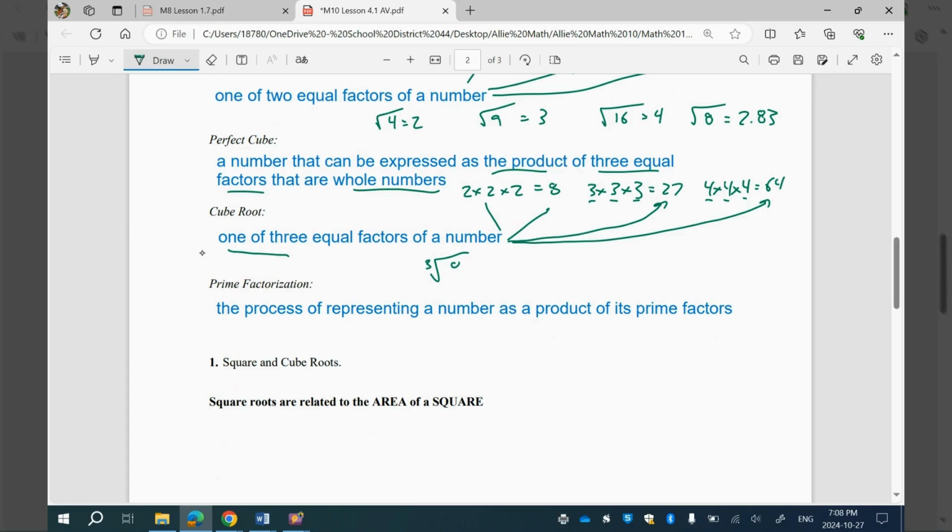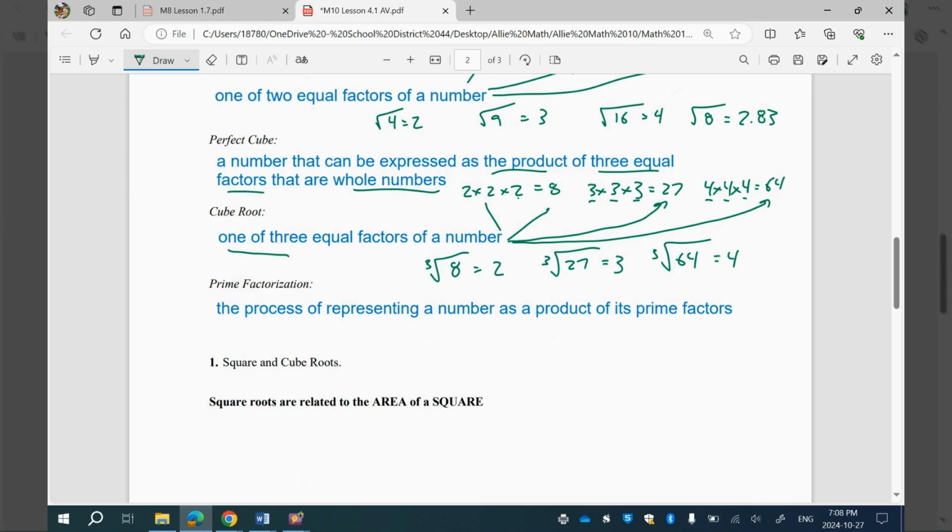The cube root of 8 is 2, one of these equal factors. The cube root of 27 equals 3, just one of those equal factors. The cube root of 64 is 4, just one of those equal factors.